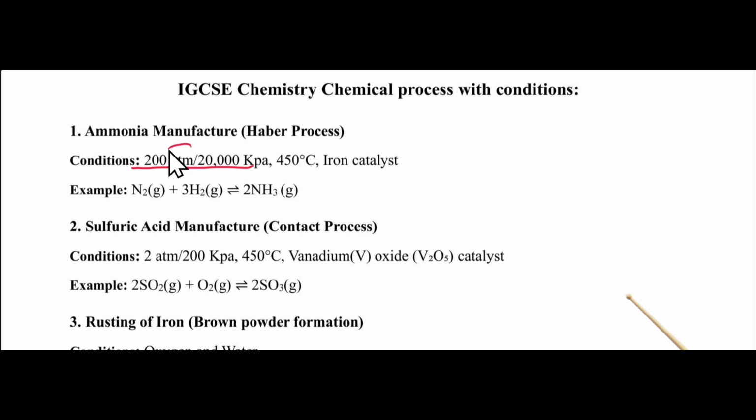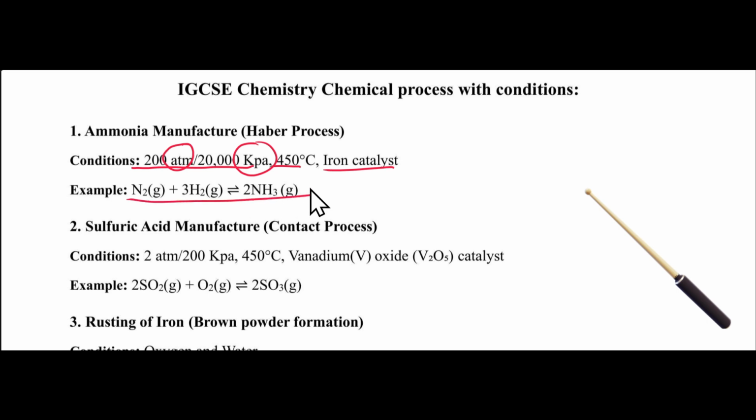So be very careful with these units. If they are asking in kPa, then it will be 20,000, it will not be 200. And then the temperature is always 450, and the iron catalyst is used. This is the example of the ammonia manufacture. Nitrogen is reacting with hydrogen, and then you are getting ammonia.